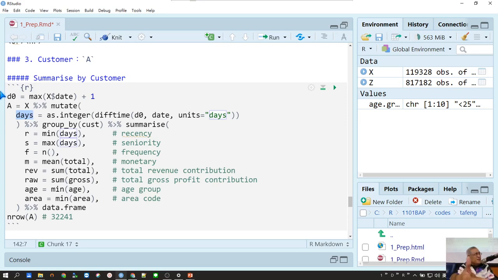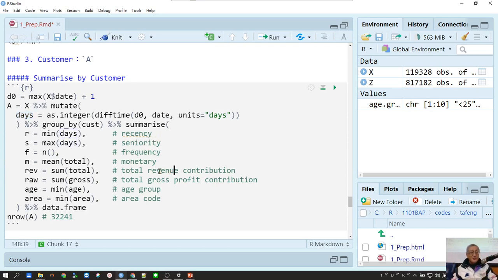In this data set, because the period is short, it does not tell us too much. But when you are seeing long-term data, you will see some customers have not come to you for 3 years, 4 years, maybe 5 years. That type of customer is already gone, isn't it? But in this data set, because our period is short, this R and S do not mean too much.